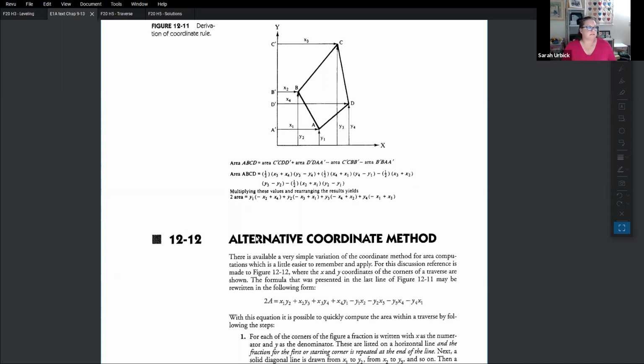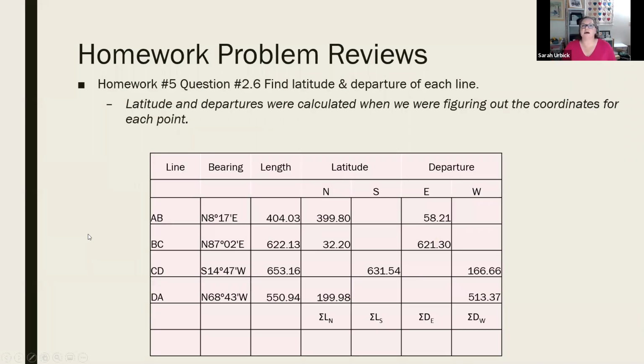All right. So finding the latitude and departure. This is our measurements off of a north-south meridian, or north meridian. I think everybody understood that pretty well, how we come up with the latitudes and departures. Very similar to the coordinates. Pretty much had to do that when we were looking at the coordinates anyway, right? In order to calculate the delta y and the delta x.